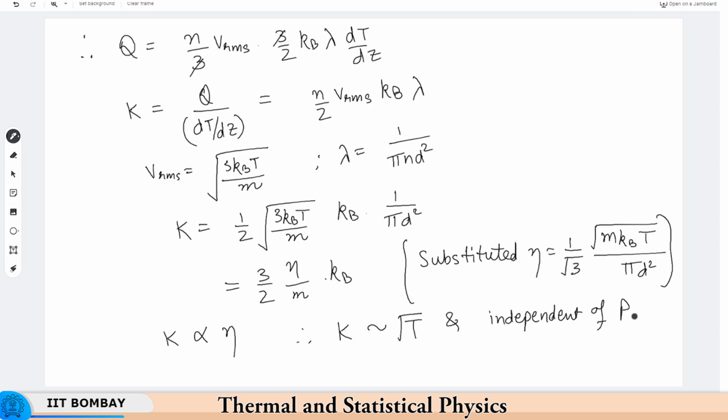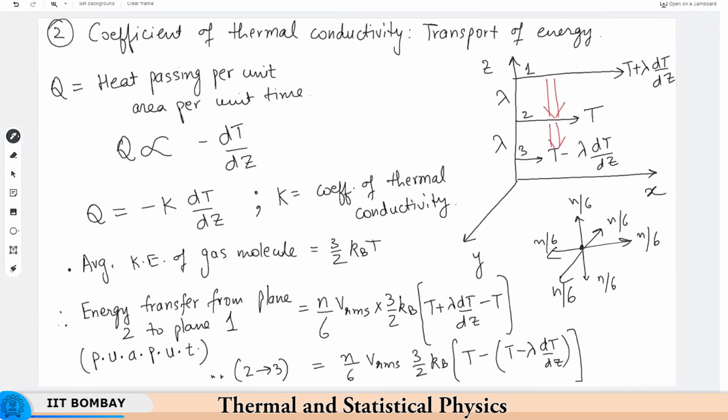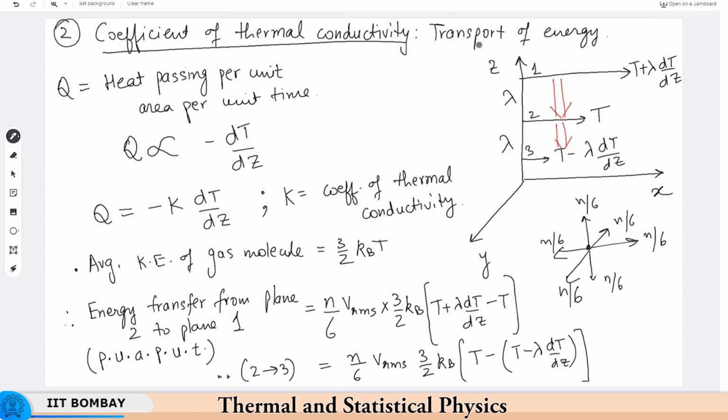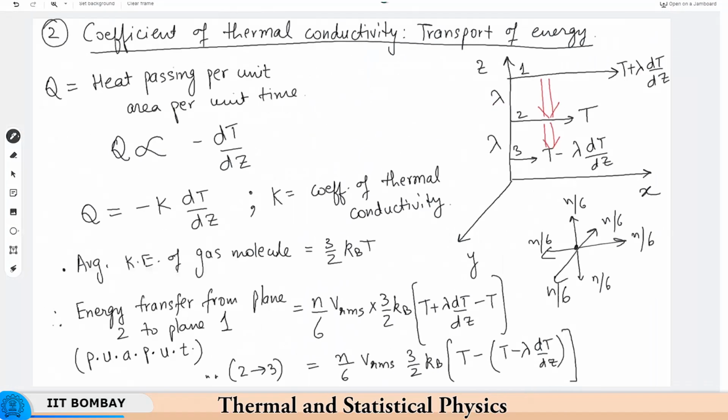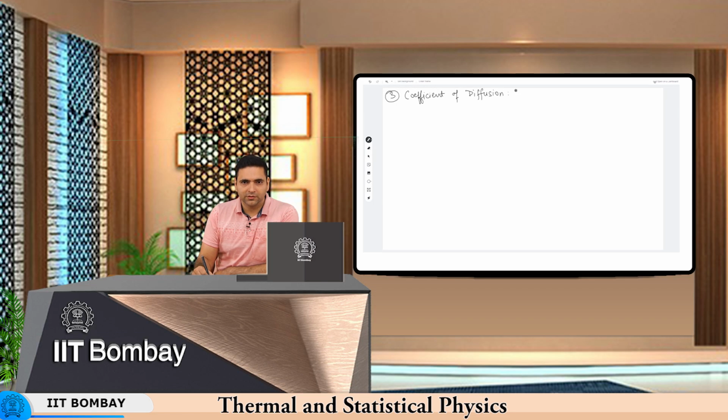All right. And the last thing that we will do is we will now break down the assumption that gas molecules are equally distributed in space. Okay. So, basically the third thing along similar lines is the coefficient of diffusion, which comes due to the transport of matter, right. Okay.